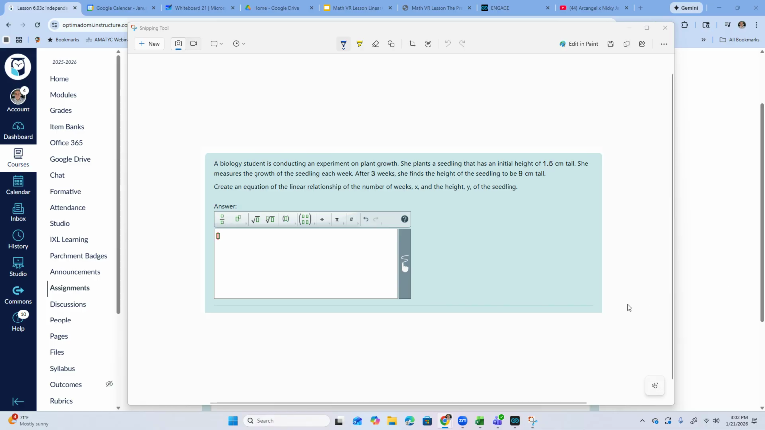All right, in this problem, what happens is it's all words. There's no parentheses with 2 numbers. However, in words, they gave you 2 points.